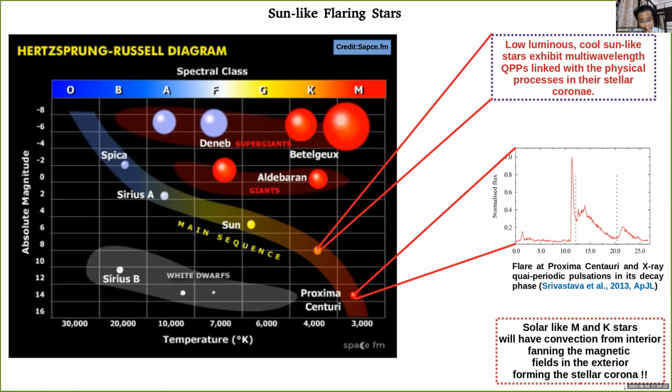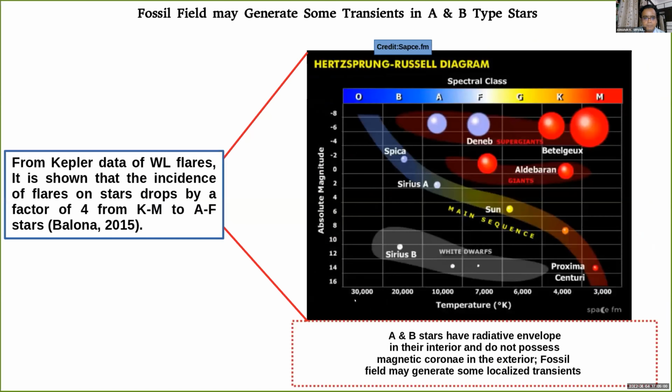So these stars, as we are well aware, are M and K stars, which have convection in the interior, and that basically causes the fanning out of the magnetic field generated inside the star. This forms its exterior, that means a magnetically dominated atmosphere, and particularly the stellar corona. And these stellar coronae can have flares and other eruptive processes, like the Sun. So most of the flares are observed in this branch of the main sequence, which is associated with the cool and dim stars.